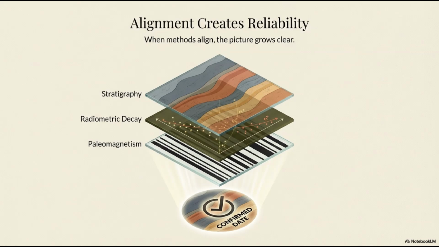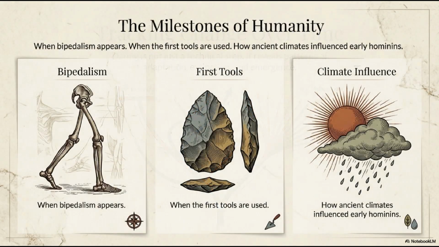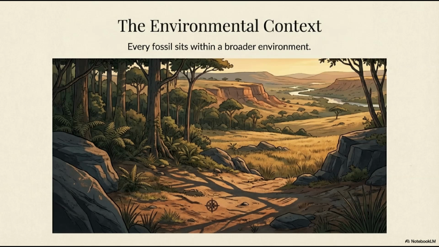Now, this part is important. Dating is not just a technical step in anthropology, it's what allows us to track change over time, to see patterns of adaptation, extinction, and emergence. It's how we understand when bipedalism appears, when the first stone tools are used, and how ancient climates influenced early hominins. As we move into the next section, keep in mind that every fossil sits within a broader environmental context. Knowing when something lived helps us ask the next big question: what kind of world did it live in?